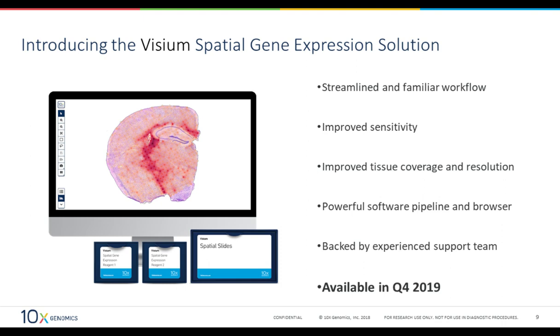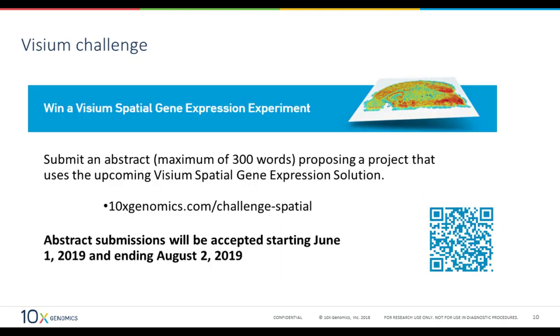So that's the current iteration of spatial transcriptomics, and what we're currently working on is moving away from this a little bit and introducing the Visium process. This works in a similar way, but we're streamlining the workflow so that the time to results will be shortened, and we'll also see improved sensitivity and improved resolution. This is where we are going with this product, and we aim to release it in Q4 of 2019.